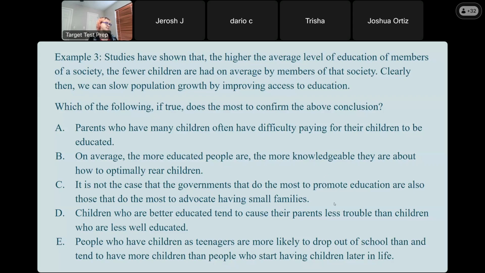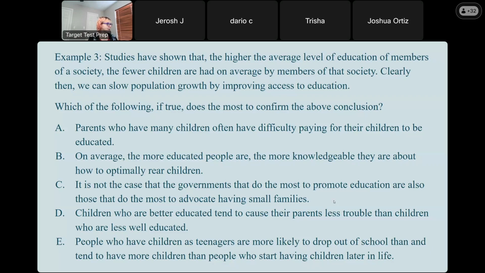C, it is not the case that the governments that do the most to promote education are also those that do the most to advocate having small families. So it is not the case that this plausible alternate cause is happening. What this answer says is that both of these things aren't caused by a third thing, at least this third thing. Both of these things aren't caused by like government intervention and like marketing. And so that does strengthen the argument because it removes another viable cause for the observed effect.